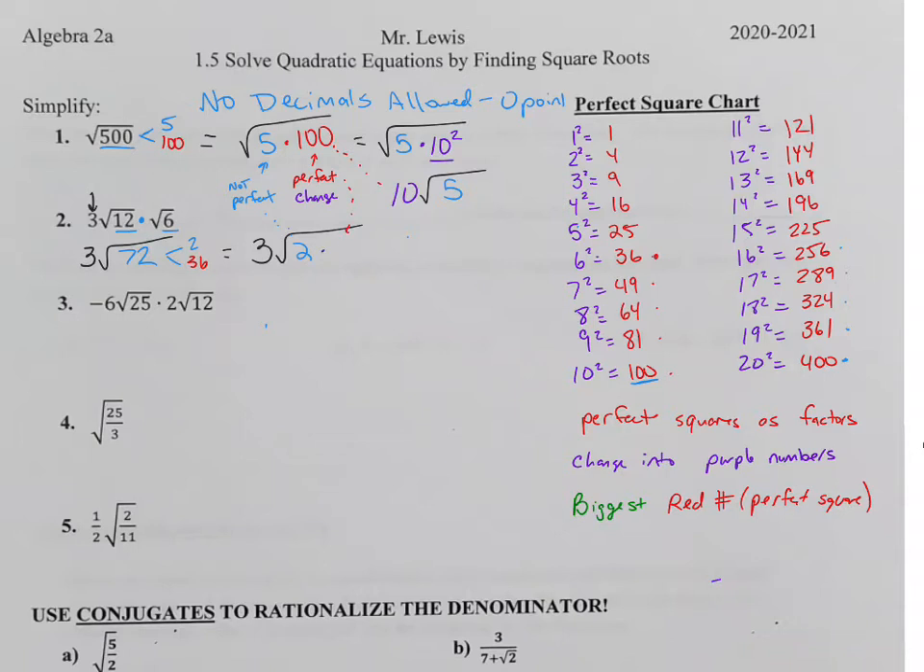So he's going to change into 6 squared. So now I have 3. 6 is now outside of jail, so it's multiplication, not addition, it's multiplication. And 2 is in jail forever. So last thing I do is 3 times 6 is 18. So my best answer is 18 square roots of 2.